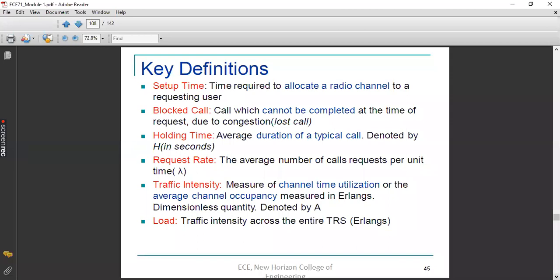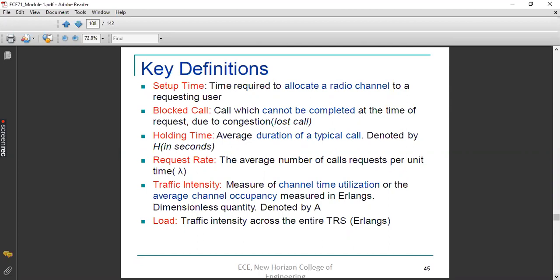Now we'll go for some important terminologies in this particular domain. The first term is setup time. You know what is setup time? It is the time required to allocate a radio channel to a requesting user. For example, a user has requested a call, but there exists some time to allocate the channels to that user. Maybe it is not instantly available. All the available channels in the pool are now in the busy state. So in that case, the user has to wait for a definite time until the channel is allocated to him. That is what is called setup time.